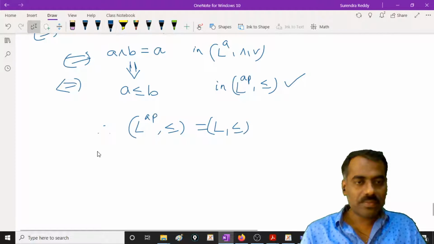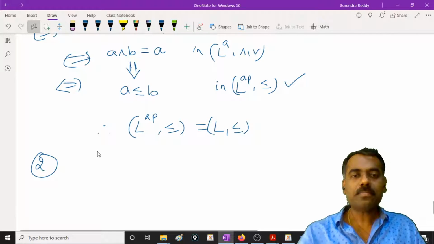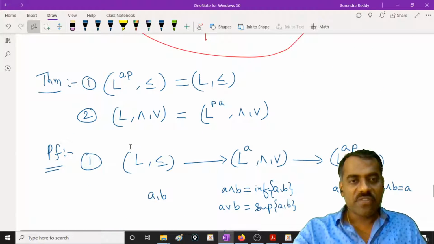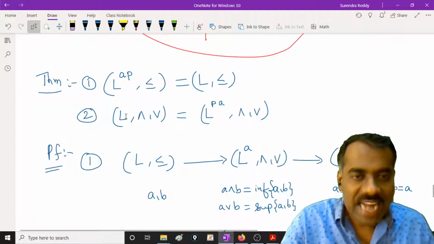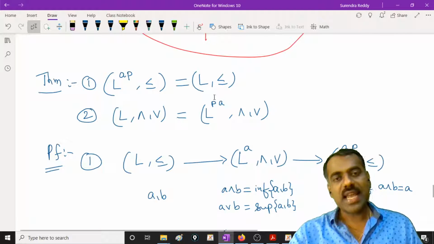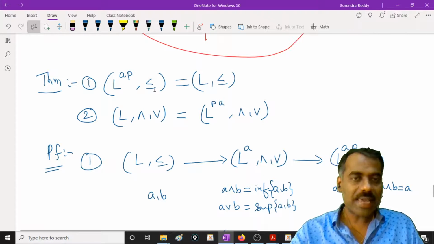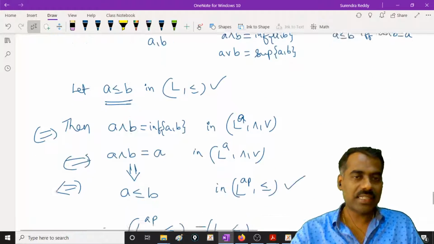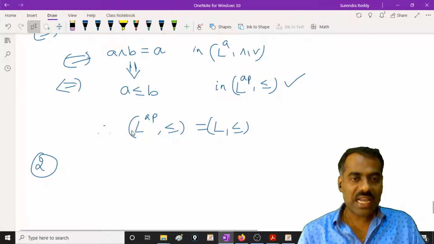Similarly, what is the second one? We want to show that if you start with a lattice as an algebra, then go to a poset, and then come back as an algebra, you will arrive at the same lattice. That is what you should understand, right? So just like how we did the first one, we can quickly go through it.